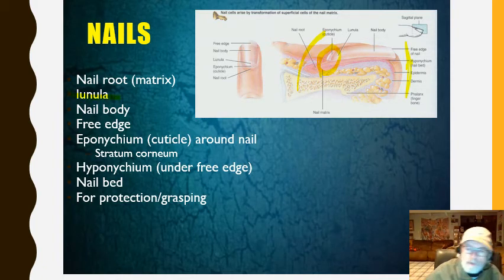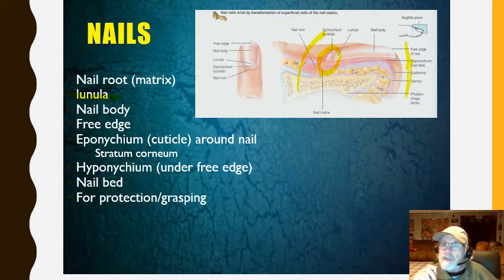Lunar means moon, and it's like a little half moon area. It's sort of soft, okay. It's a more specialized type, almost like a cartilaginous feeling. You can actually bend it a little bit easier, and that has metabolically active cells in there.